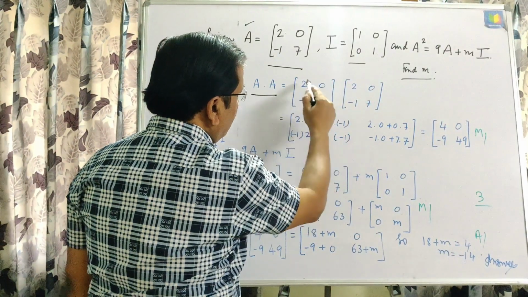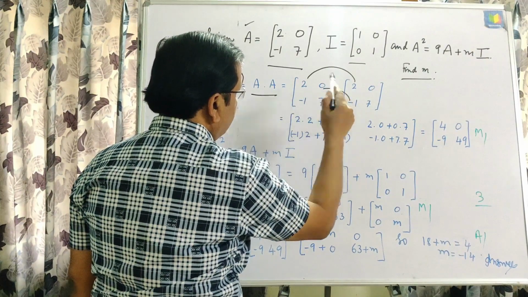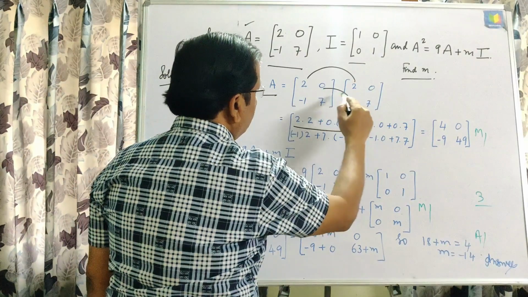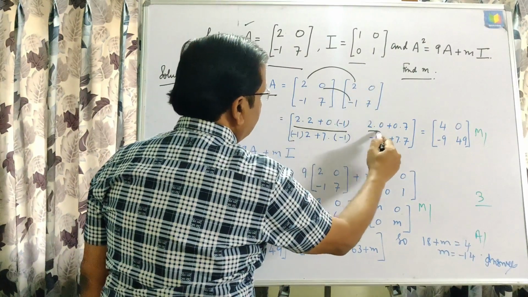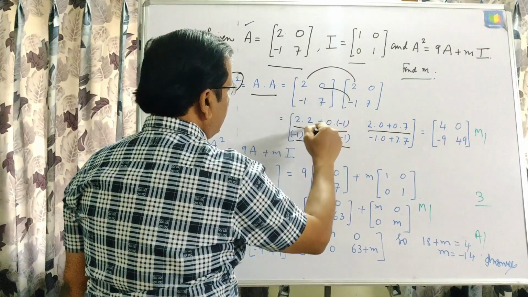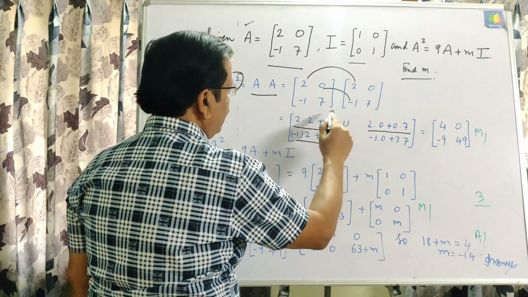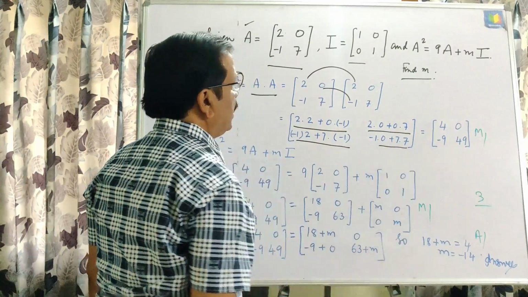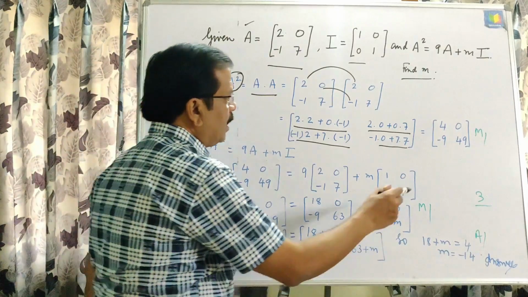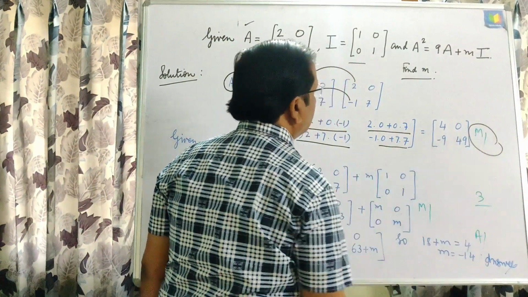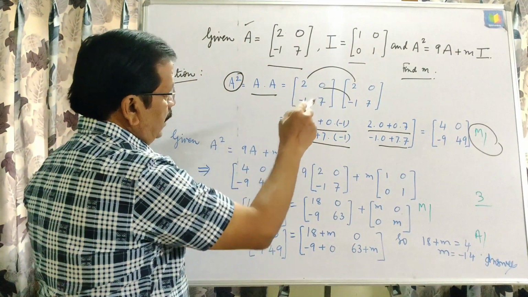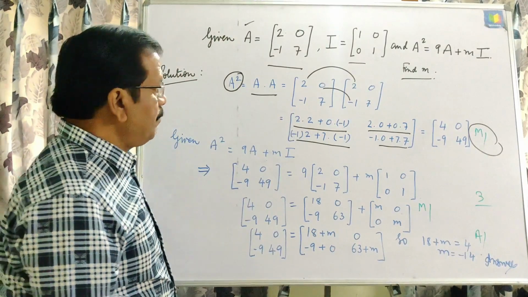First row, first column corresponding elements multiplied and added: 2 multiplied by 2 plus this. In the same way, first row, second column corresponding elements multiplied and added. Second row, first column: then here -1 multiplied by 2 plus 7 multiplied by -1. In the same way, -1 multiplied by 0, 7 multiplied by 7. If this multiplication is correct, then first method mark, meaning you know the multiplication of two matrices.